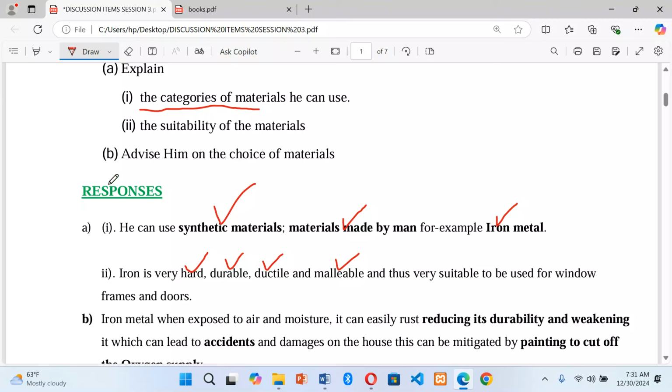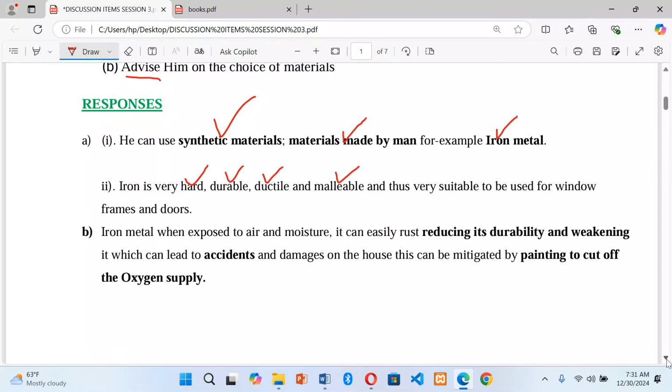Now, finally, we advise him on the choice of materials. On this case of advising him, we are saying that though this iron can be used for making these door frames and windows, it has some dangers. Once used, it has some dangers, and these dangers can bring about an effect, and this effect can be mitigated. So you see how we advise him, even how he can solve that problem.